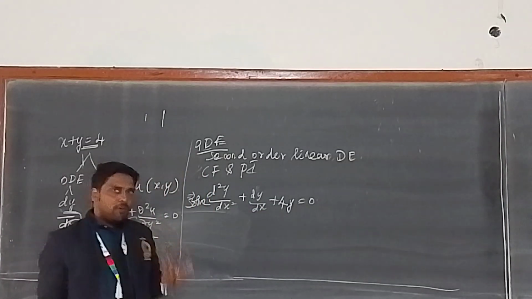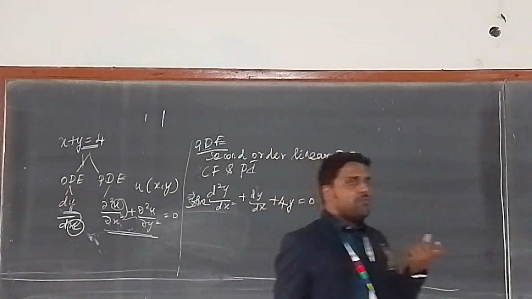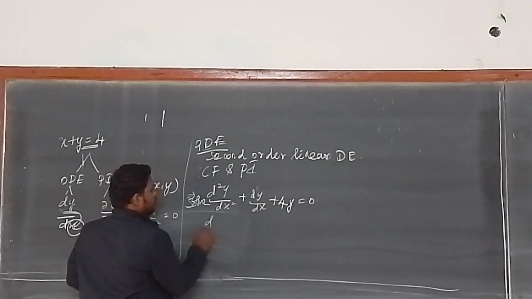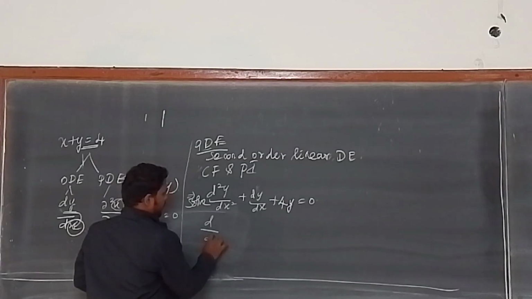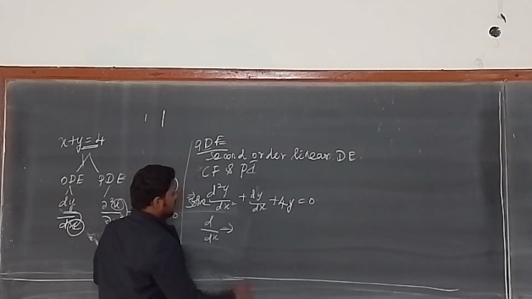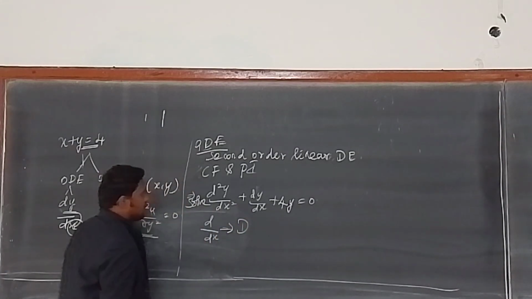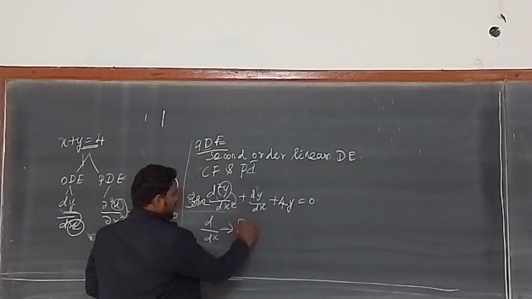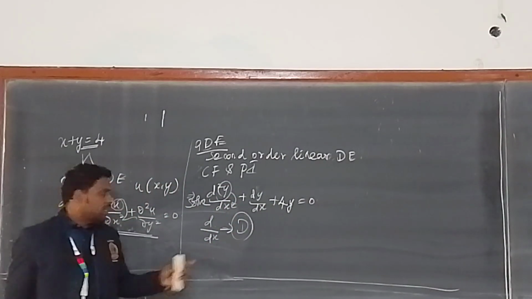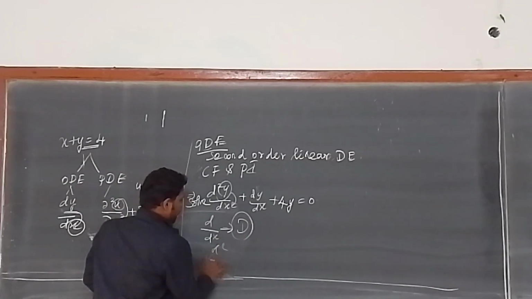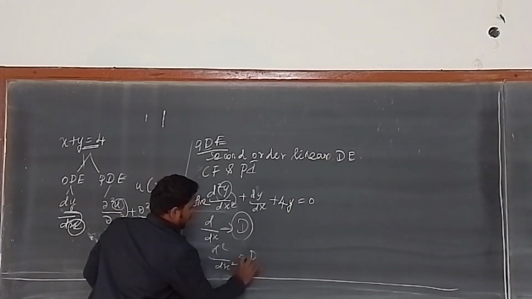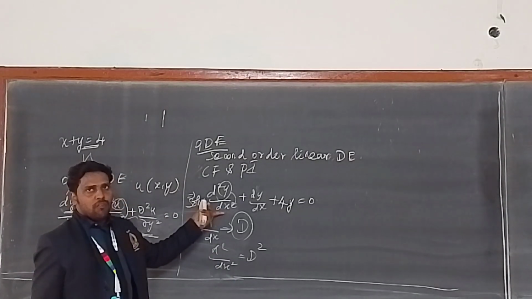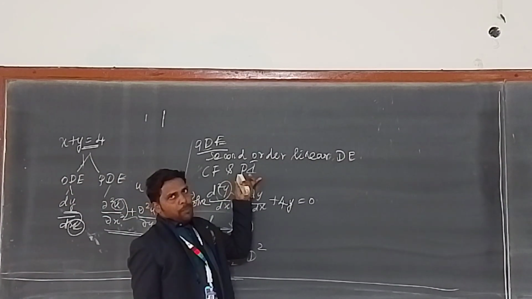Before that, we have to know what the differential operator is. We define D as d/dx, so y is a function and the difference operator D acts on it, and D² means d²/dx². In the same way we change the equation into differential operator form, so that we can find the complementary function.